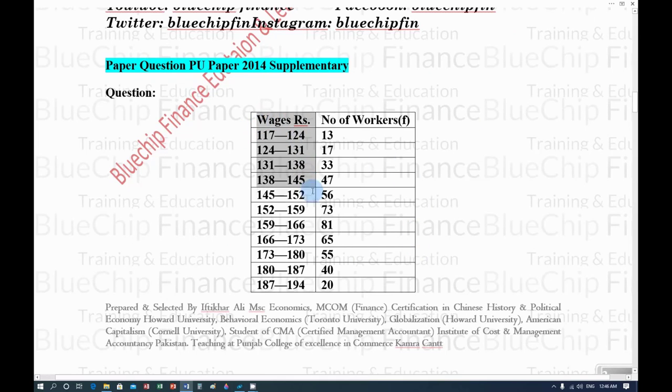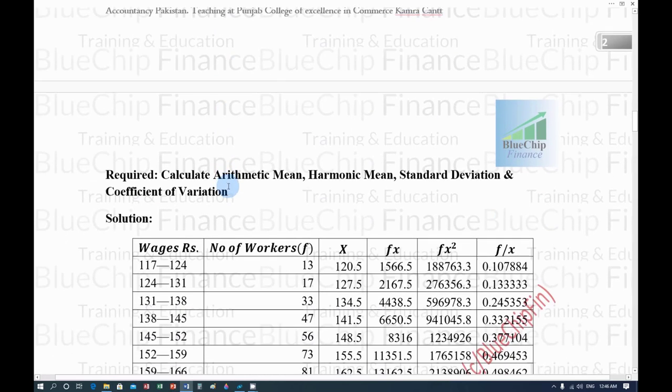The next question was asked in the 2014 supplementary paper. The question is that wages are given here and the number of workers are also given here, and you are required to calculate arithmetic mean, harmonic mean, standard deviation and coefficient of variation. In the previous question you already learned to calculate arithmetic mean, standard deviation and coefficient of variation, and we need one more thing here, which is to calculate harmonic mean.